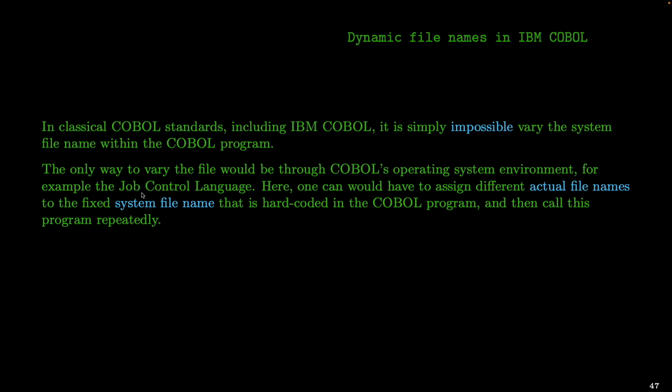For example, the job control language script could possibly vary the file name and assign different actual file names on disk to the system file name, and then you would just have to call the COBOL program with that system file name repeatedly, and each time a different real file name would be associated to that.